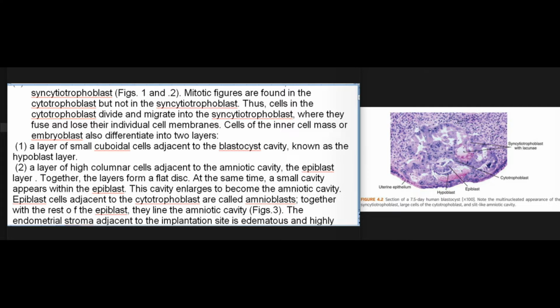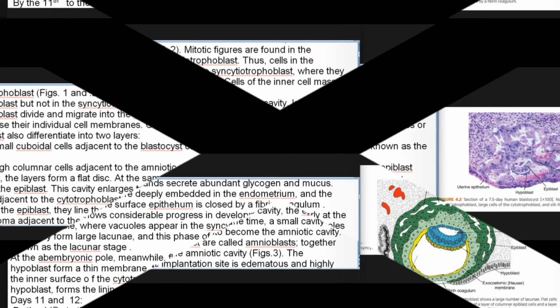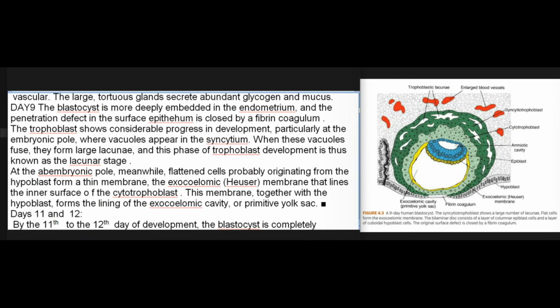The endometrial stroma adjacent to the implantation site is edematous and highly vascular. The large, tortuous glands secrete abundant glycogen and mucus. Day 9. The blastocyst is more deeply embedded in the endometrium, and the penetration defect in the surface epithelium is closed by a fibrin coagulum.